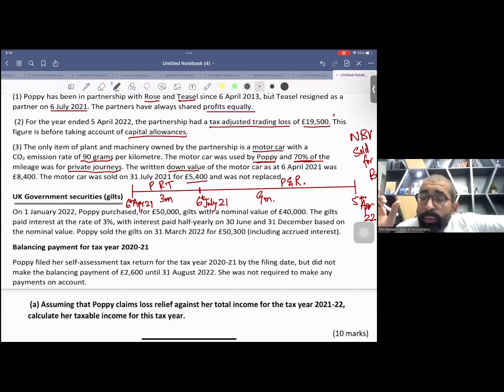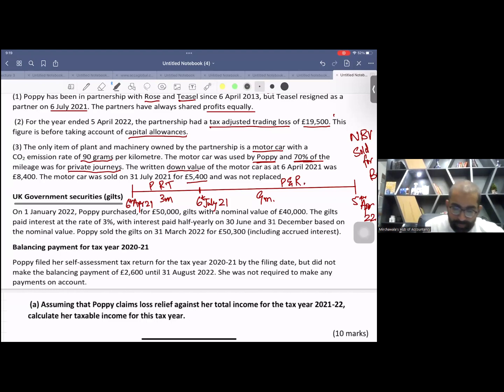Just count the number of months of your ownership and calculate the interest income for those months. That's the basic easy rule. But one condition, don't forget. If you have purchased these loan notes, these gilts, in the same fiscal year and sold also in the same fiscal year, count the number of months of your ownership and calculate the interest income using nominal value, always nominal value.